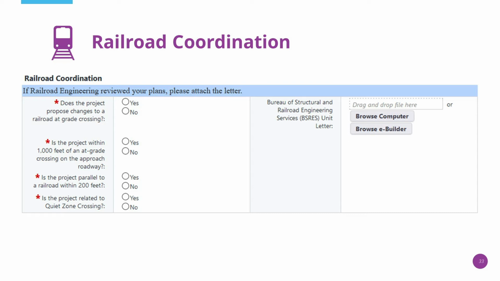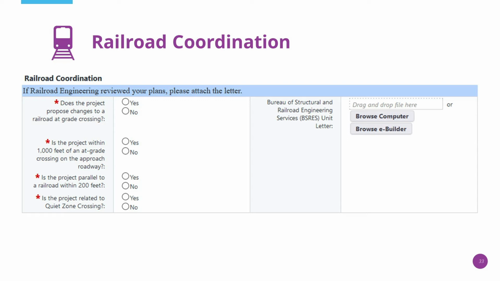Does your project propose changes to an at-grade railroad crossing? Is the project within 1,000 feet of an at-grade crossing on the approach roadway? Is the project parallel to a railroad within 200 feet? Is the project related to a quiet zone crossing?